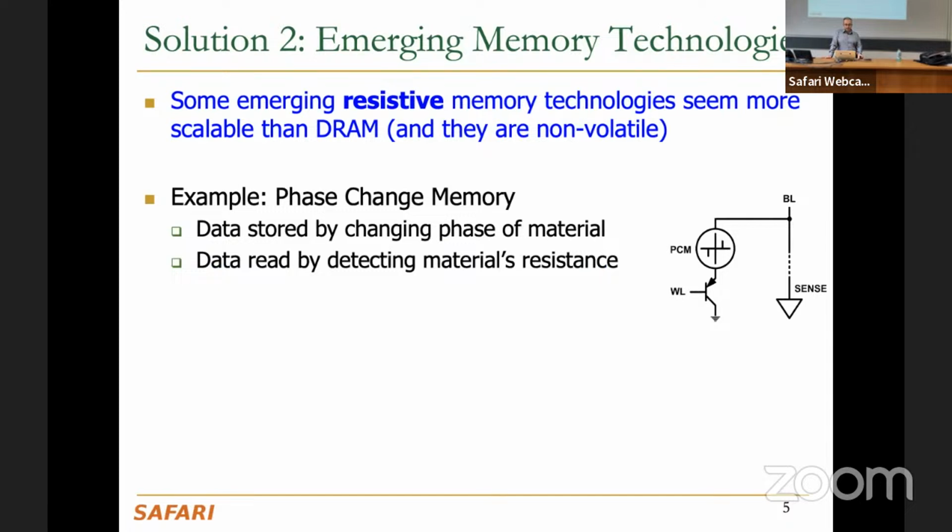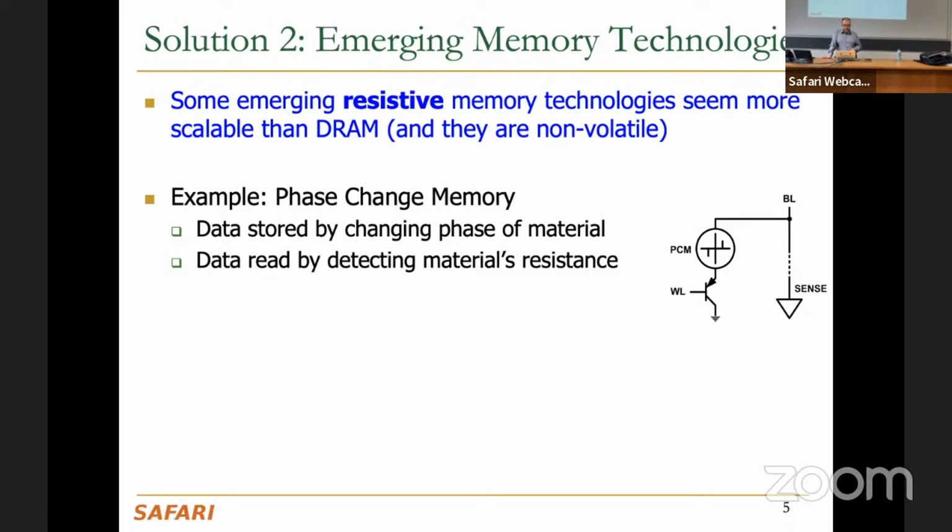There are some examples. Here, one is phase change memory. Data is stored by changing the phase of a material. There is this material here, which we'll see in a few next slides. Depending on the phase of this material, which can have 2 phases, amorphous and crystalline, you can consider them like 0 and 1. You can encode it to that, and data is read by detecting the material's resistance.